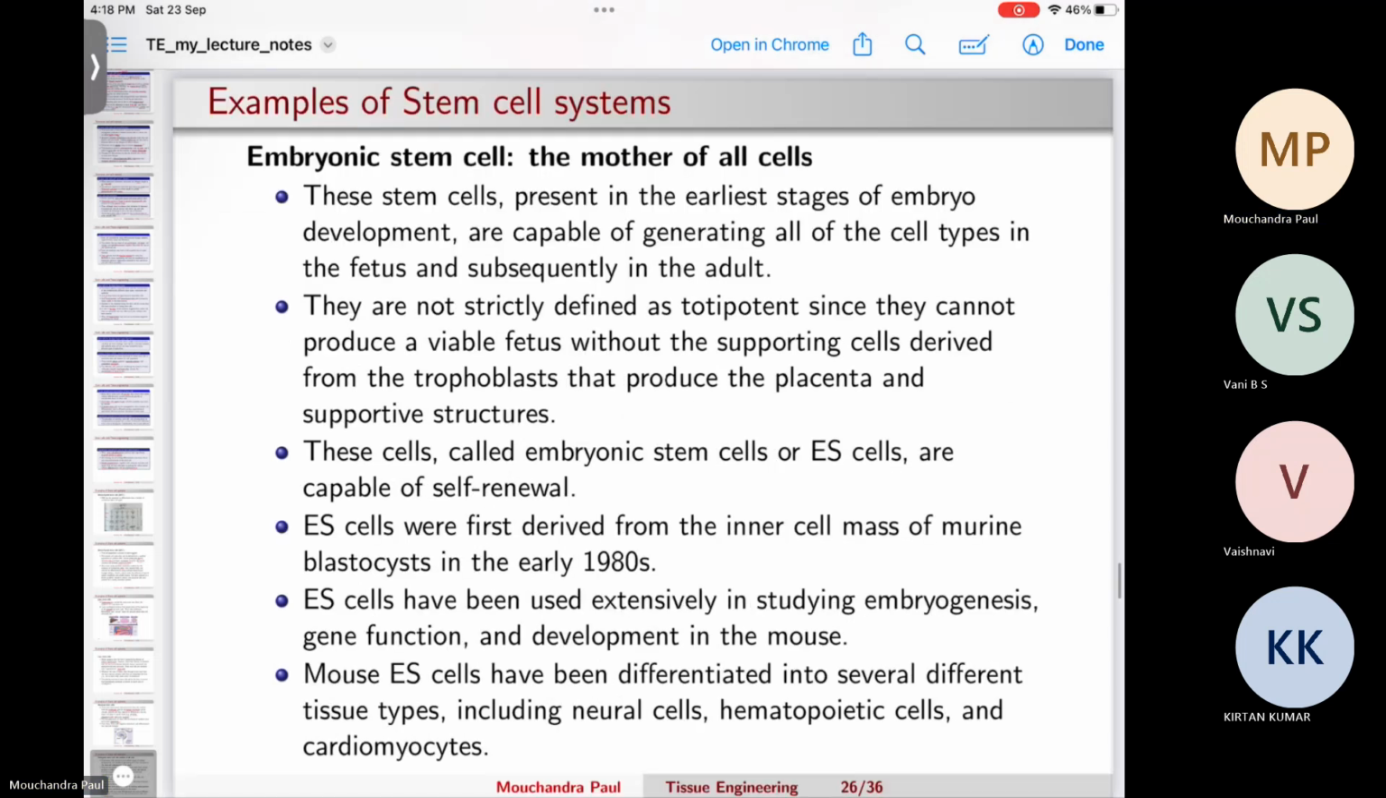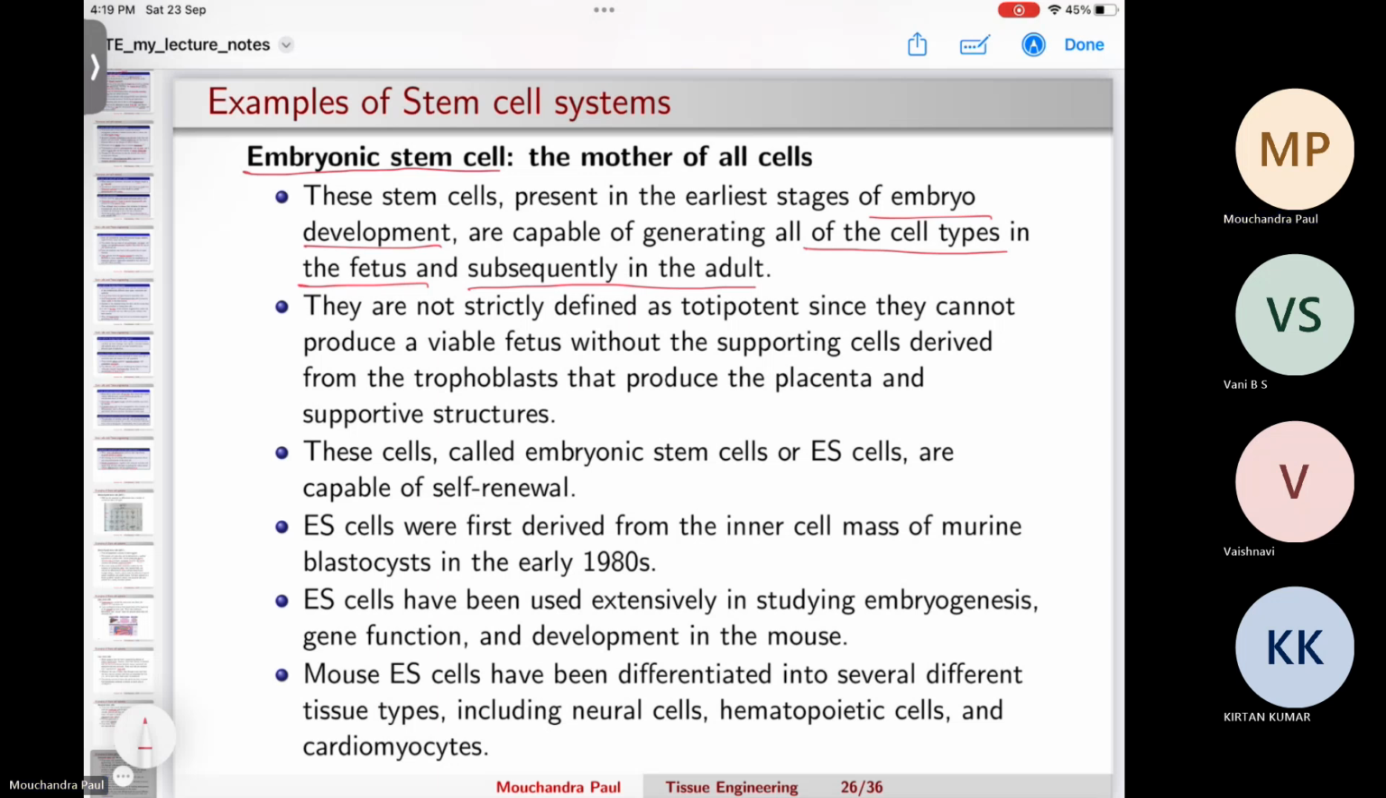Now we will describe the mother of all stem cells, or mother of all cells, from which all the cells in our body have derived. It is the embryonic stem cells. As I've already mentioned, these embryonic stem cells are present in the earlier stage of embryo development, right? And they have the capacity of generating all the cell types in the fetus, and subsequently in the adult. Means the fetus will subsequently develop into an adult. So this is the mother of all cells.